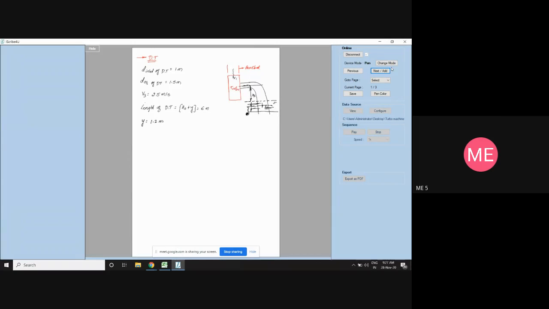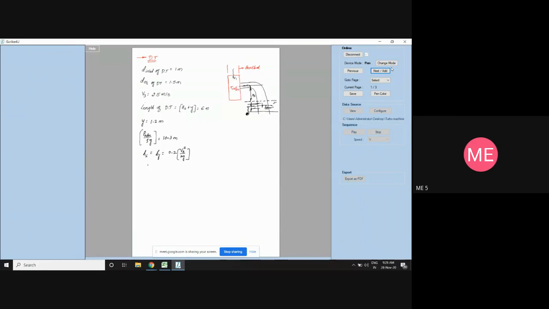The atmospheric pressure head, P atmospheric by rho g, is equal to 10.3 meters of water, and the head loss due to friction in the draft tube is HF or HL. He has given particularly head loss due to friction, so I'll write HF. Both are correct, no problem. It is equal to 0.2 times the velocity head at the outlet of the draft tube, that means V3 square by 2g. Velocity head is V square by 2g. Since he has given exit, I'll take V3 square by 2g.